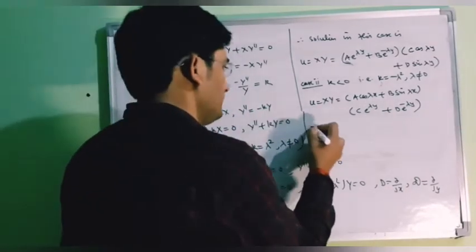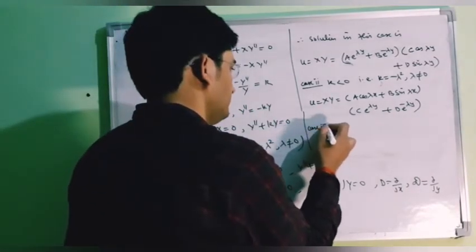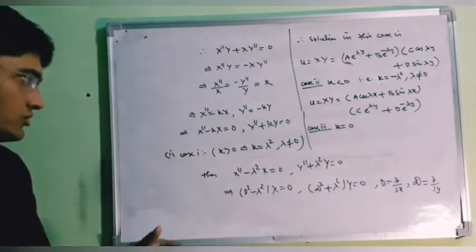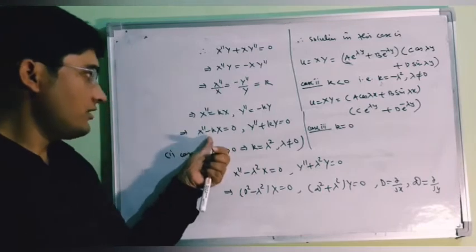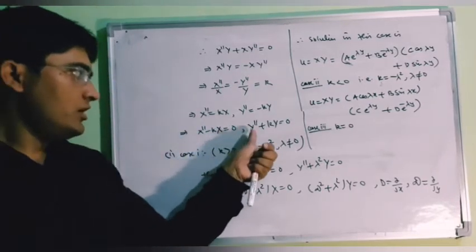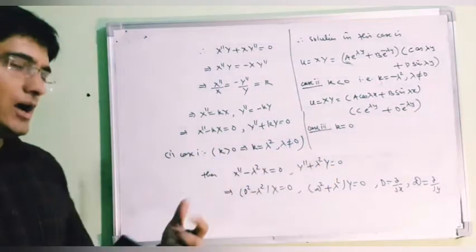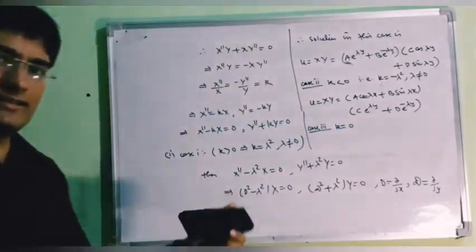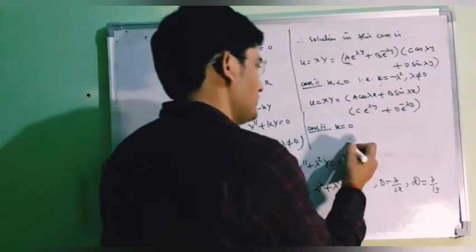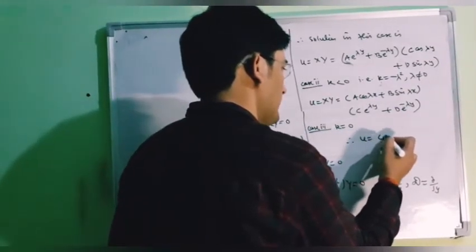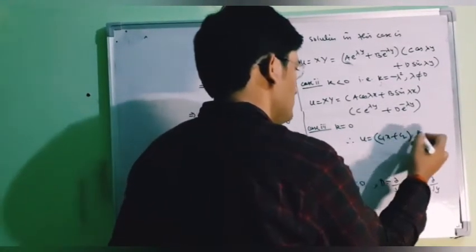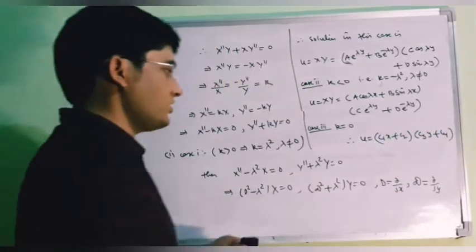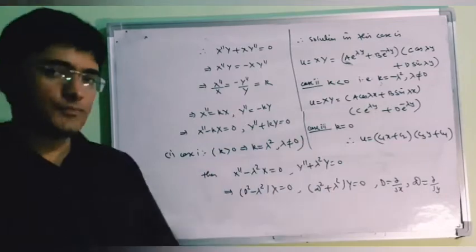Then case 3 means when your k is 0. Now if your k is 0, then from here our x double dash will be 0 and y double dash will be 0. So after 2-time integration, your x will be c1 x plus c2. So your solution will be c1 x plus c2 and then c3 y plus c4. So this is our solution in this case 3.